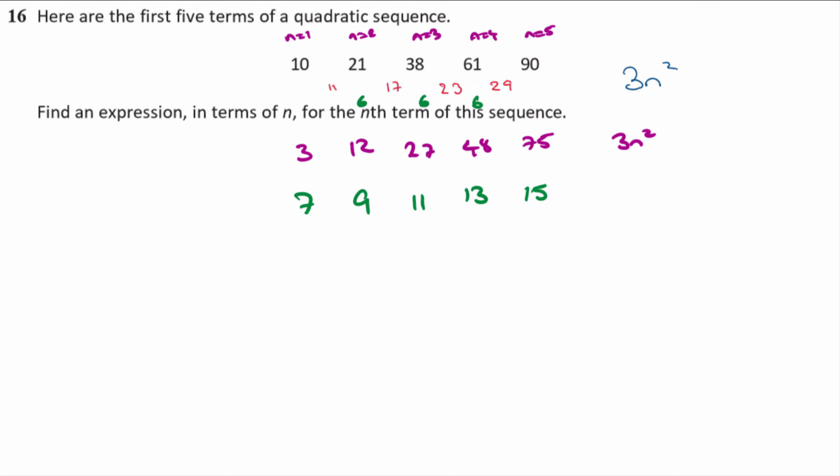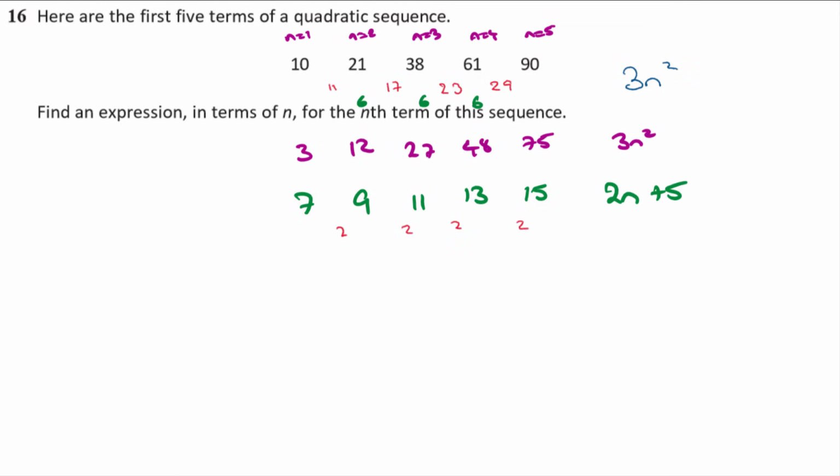Okay, so now what we've got left with, I hope you can see, is a linear sequence. So this has got a common difference this time. It goes up in twos, 2, 2, 2, 2, which means it's got to do with 2n. Okay, but it's not quite 2n, is it? Because 2n would be 2, 4, 6, 8, 10, and we've got 7, 9, 11, 13, 15. And that is 5 more than 2n.